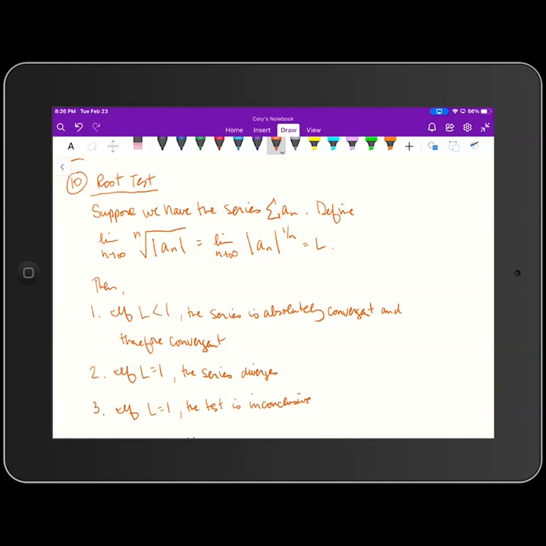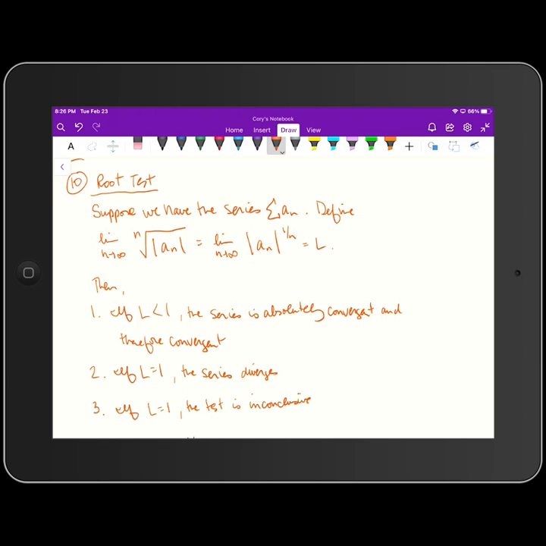All right, so we're going to go ahead and go over the root test to wrap up our lesson from 11-6. And there are a lot of similarities in comparing the root test to the ratio test that we looked at earlier in this lesson.